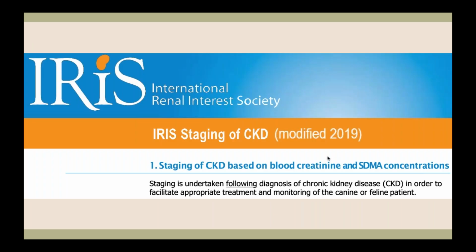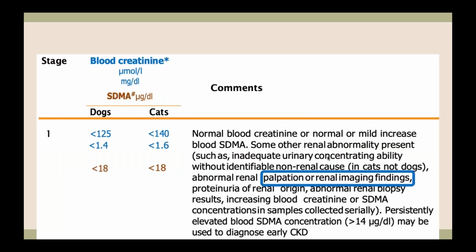And that brings up questions because I've gotten this question from other veterinarians who have asked me when they're trying to define what a stage 1 CKD patient is. And I do think it's actually a little confusing in the way that IRIS states it. So for IRIS stage 1, it says staging is undertaken following the diagnosis of CKD. So you need to diagnose the CKD before you then determine what stage they are. But stage 1 are patients with normal kidney function, normal creatinine, normal SDMA. And in fact, one of the criteria could be abnormal renal palpation or imaging findings.